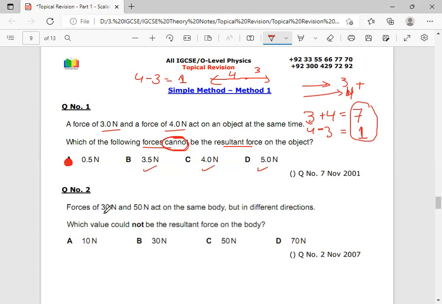So we will apply the same concept here. 30 and 50. First of all, we will add them: 50 plus 30 is equal to 80. Then 50 minus 30 is equal to 20. Now the answer should be within this range, 20 to 80. So which could not be a possible answer? Possible resultant force: 30 falls in this range, 50 yes, 70 yes, but 10 is less than 20. So option A is the correct answer.